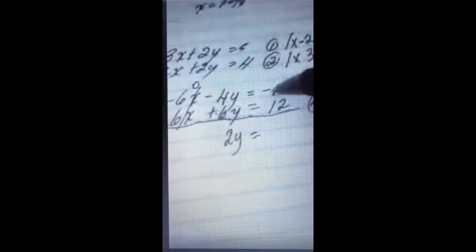So minus 4 plus 6 gives me 2y. Unlike signs, I subtract the smaller from the greater. 4 from 6 equals 2, and because the 6 is positive, I keep the sign of the bigger number. Same thing over here. Minus 10 and 12, different signs. I subtract, I get 2, and because the 12 is positive, that is positive 2. And when I get here, divide both sides by the number with the variable. So y is equal to 1.